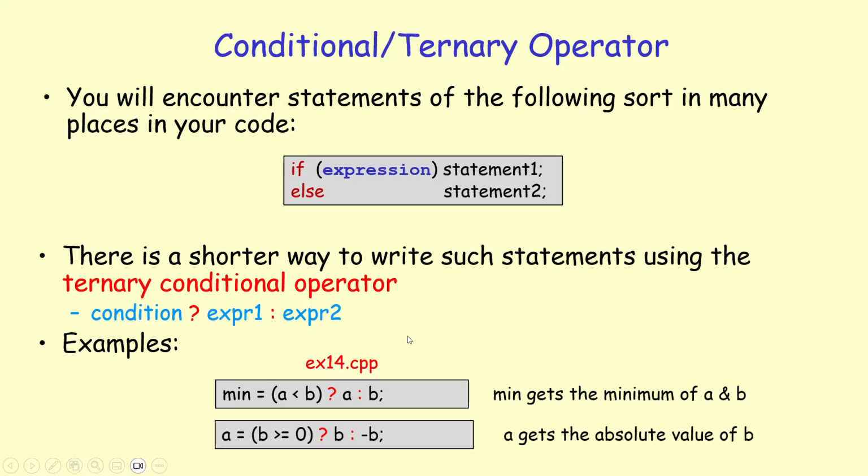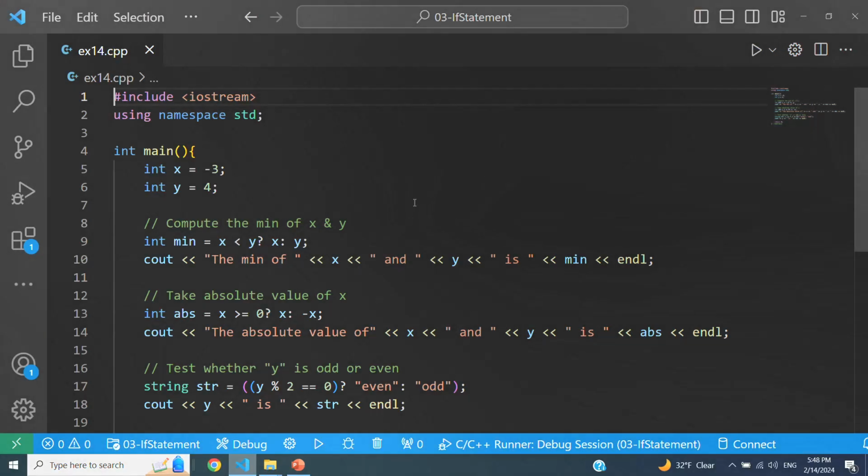Let's say you want to take the absolute value of a variable b. So we say, is b greater than or equal to 0, then the absolute value of b is b, because b is already positive. But if b is negative, then the absolute value of b is minus b. Let's go to the actual example.